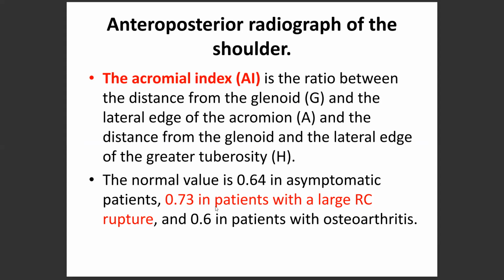The lower this value becomes, the more the risk increases for osteoarthritis, and the higher this value becomes, the more there are chances of a rotator cuff tear. So the higher that value, that will indicate a rupture, a tear in the rotator cuff.